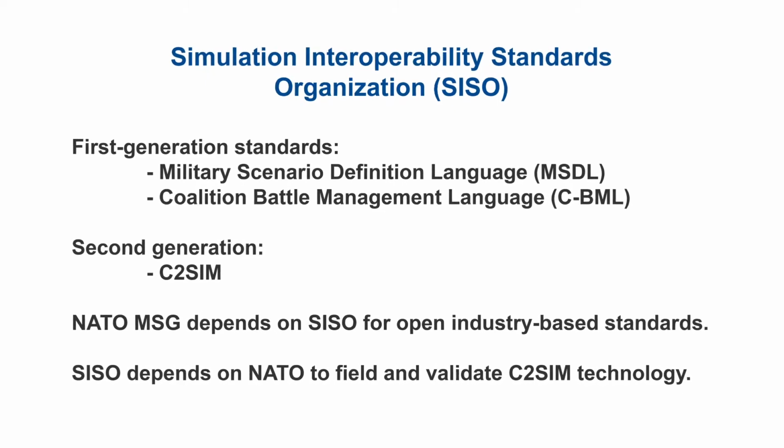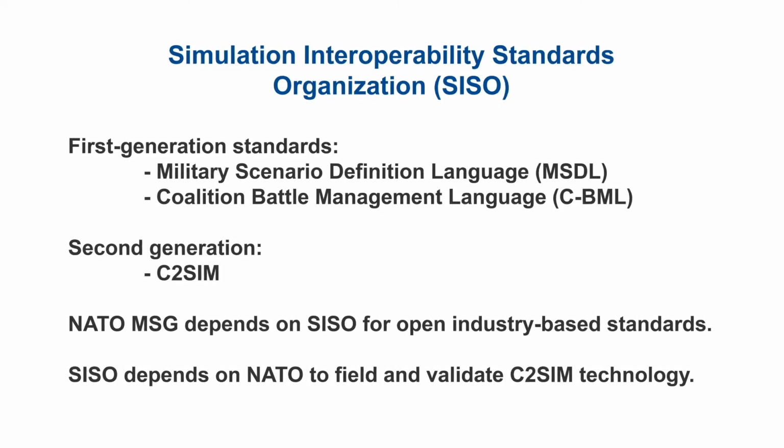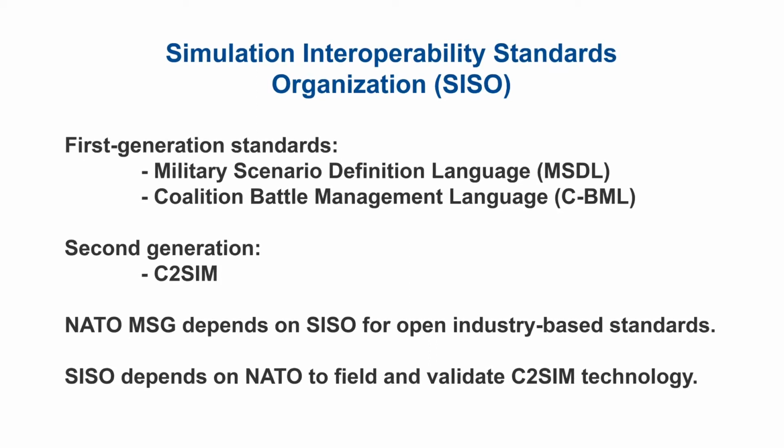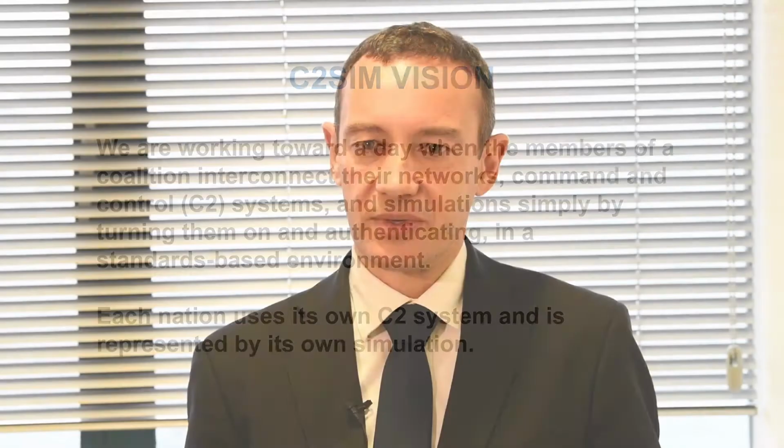Our work with C2 Sim is based on the standards that are developed by the Simulation Interoperability Standards Organization. In the previous phase, we tested SISO standards like MSDL and C-BML, and they are first generation standards. We have made some recommendations to improve them and to bring them into one single and more flexible standard. In response, SISO has developed the C2 Sim standard that is currently tested by MSG 145.